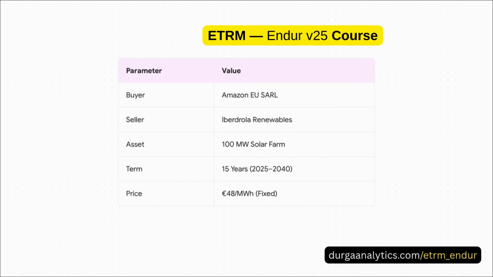Now here's a common mistake I see people make in Endur. They try to model this as a simple fixed price power forward. That is wrong. You absolutely have to use the specialized PPA deal template. Why? Because that template lets you link the contract directly to a physical asset, that 100 megawatt solar farm, and its unique hourly generation profile. And that is essential for accurate valuation and settlement against what it actually produces.